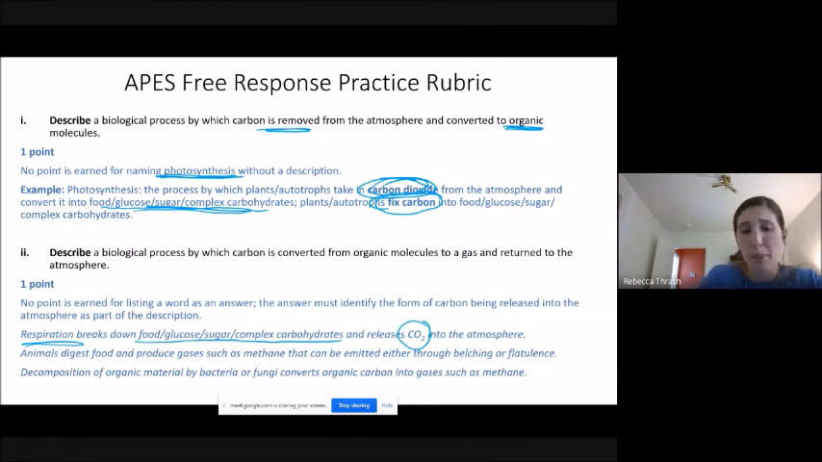You could have also talked about digestion of food. This goes back to the raising of cattle and releasing methane, which is also part of the carbon cycle. You also could have talked about decomposition by bacteria and fungi, and that's going to produce CO2 or even methane as a byproduct.